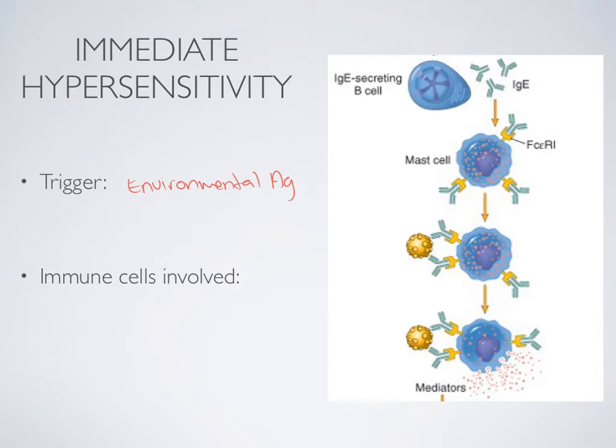And the cells that are triggered in this immune reaction, it requires a coordinated effort. Initially, you have T helper cells. These T helper cells will activate B cells. The B cells are going to secrete IgE, which is going to bind to mast cells, as well as eosinophils, which I'm going to abbreviate as EOs. So lots of cells are involved in type 1 hypersensitivity.